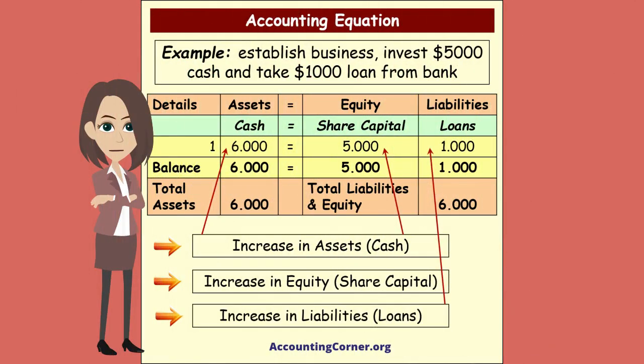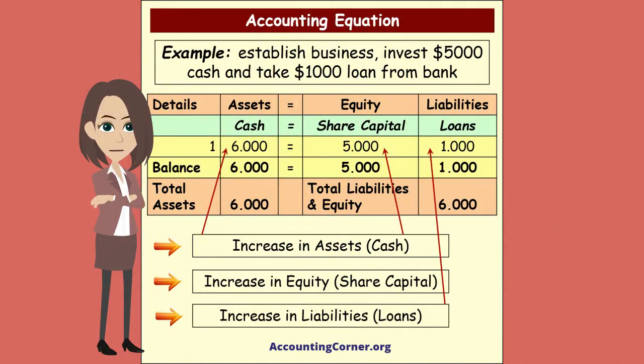Let's explore how to reflect impact of transactions on the accounting equation. Let's assume that the new business is established and shareholders invested $5,000 in cash. In addition, a loan from the bank was taken in the amount of $1,000. Here is how this transaction will impact the accounting equation.